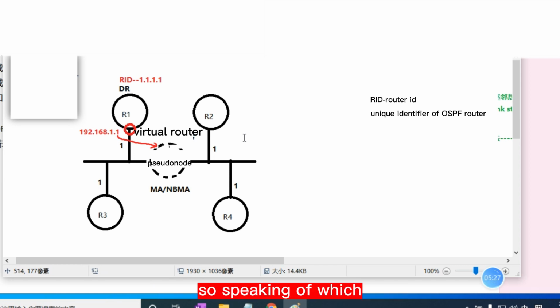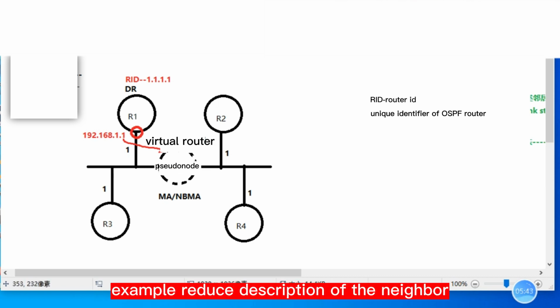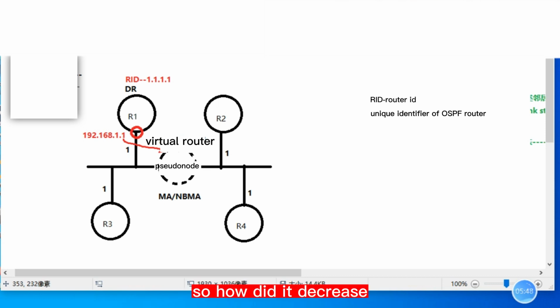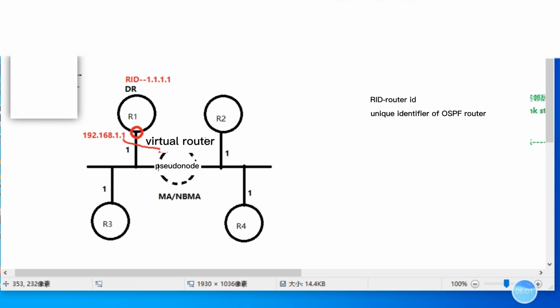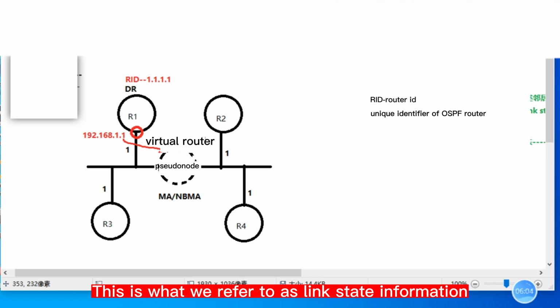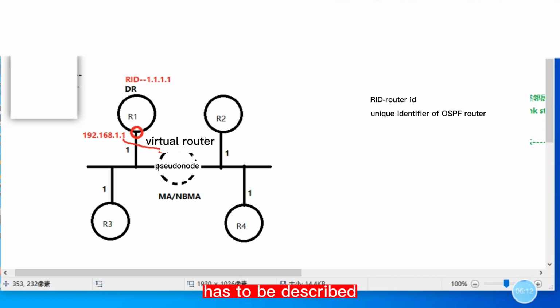Speaking of which, let's go back to what we talked about in the last video: the reduced description of neighbors. It's reduced by pseudo-nodes. So how did it decrease? Neighbor information also has to be described. If you don't describe it, there's no message, and they won't be able to match your description. This is what we call link state information. To calculate the routing information, the neighbor information has to be described, but you can't repeat it.